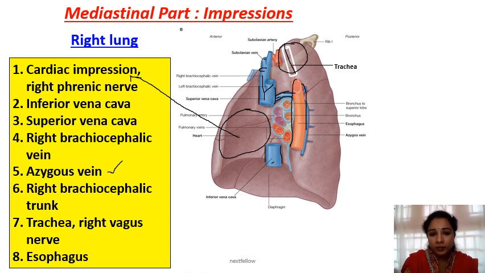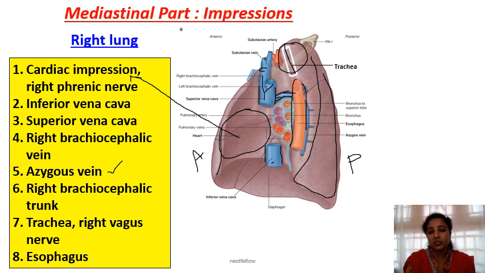So this is the anterior part of the right lung, this is the posterior part of the right lung, because the anterior border is the thin border and we can see the posterior quite rounded border. This whole thing is the posterior border of the lung. So these are the relations. The most important relations are the azygous vein and trachea, and the right vagus, right phrenic. So these are the most important relations on the right side.